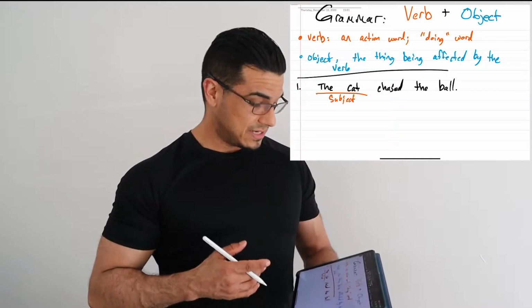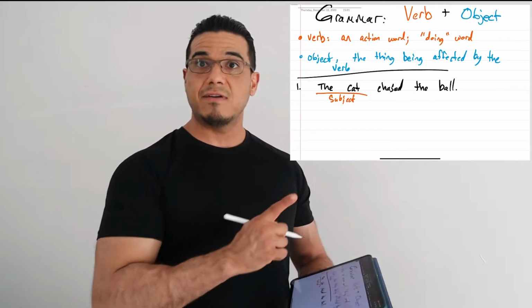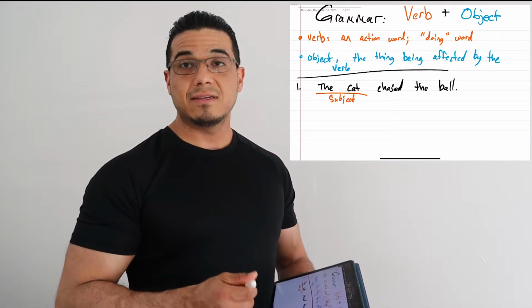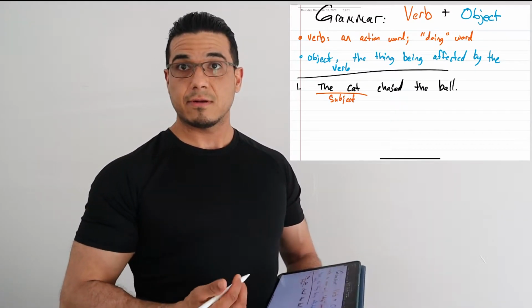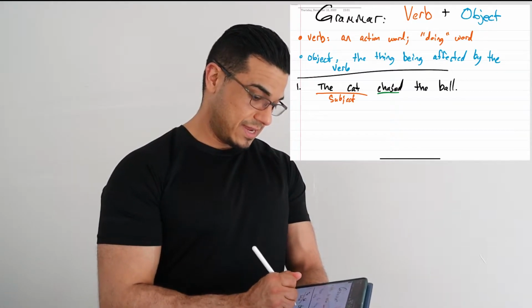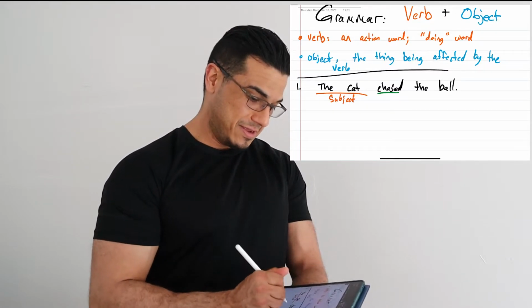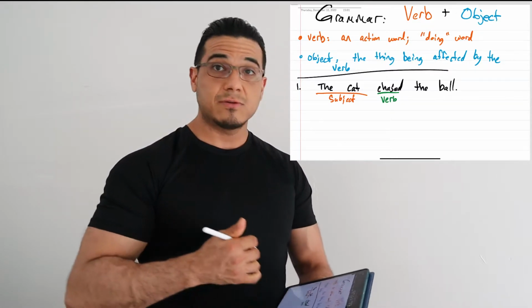Take a moment to look at the sentence. Ask yourself, well, we know it chased the ball, but which of those three words is going to be the operative or action word here? Chased. I'm going to switch my color to green and label it as my verb, just so I can visualize it.